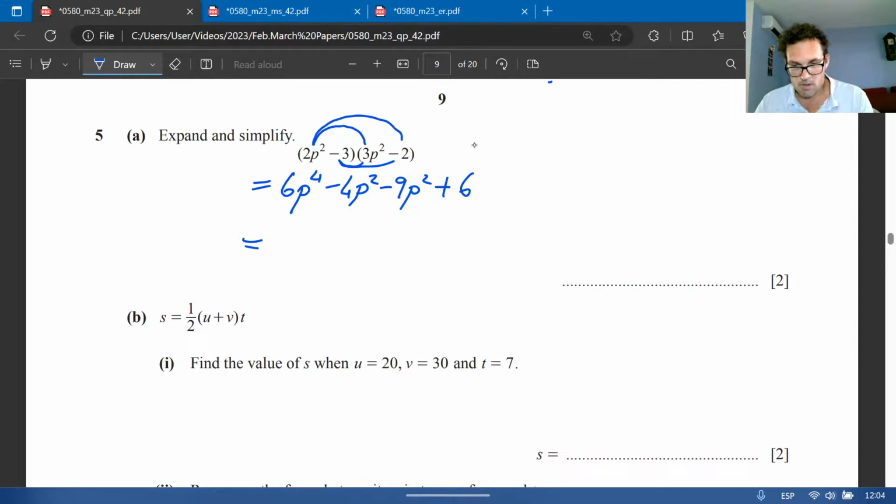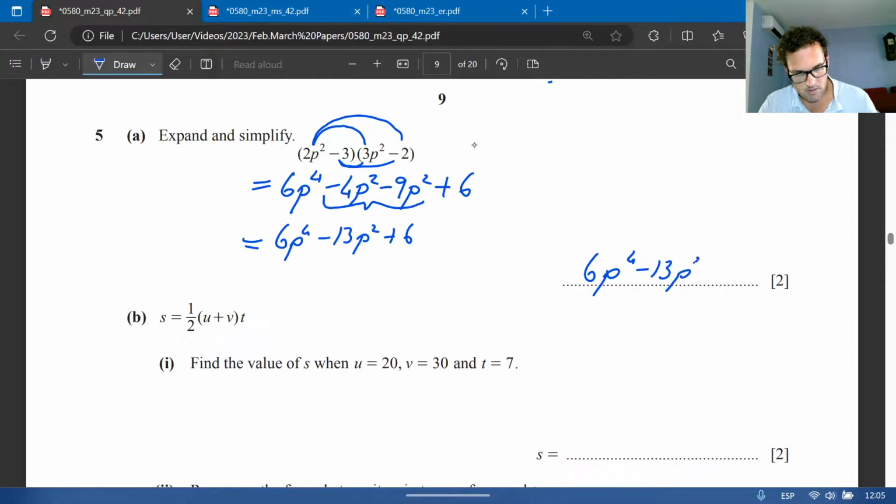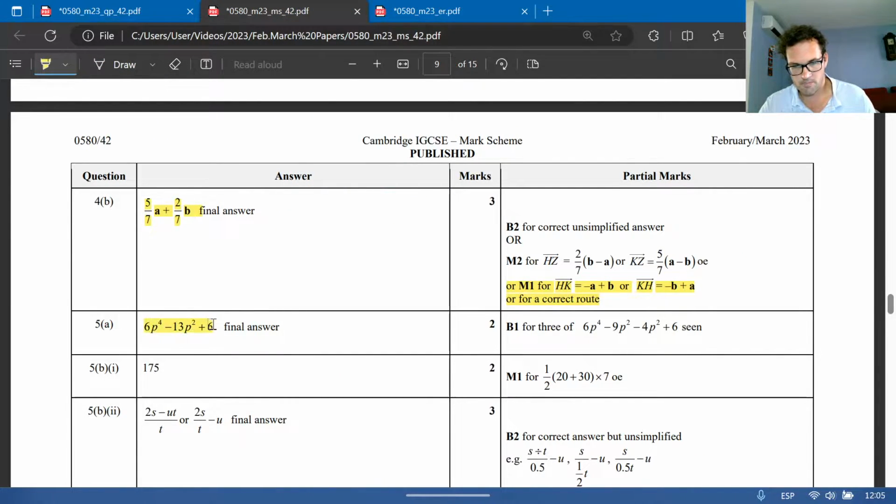Right, then we just collect, we simplify. We've done the expanding, now we simplify. 6p to the power of 4, there's no other term that matches that one. The only terms that match up are these middle two, the p squareds. So we can do minus 4, minus 9 is minus 13p squared. Remember now, we're not multiplying, so 2 negatives doesn't make a positive. We're simply subtracting. We're at minus 4, we minus another 9. And then we've got the constant term, as they called it. 6p to the power of 4 minus 13p squared plus 6. There it is.